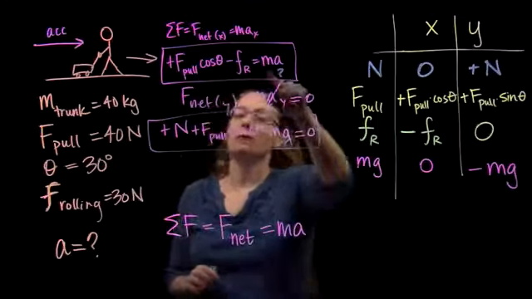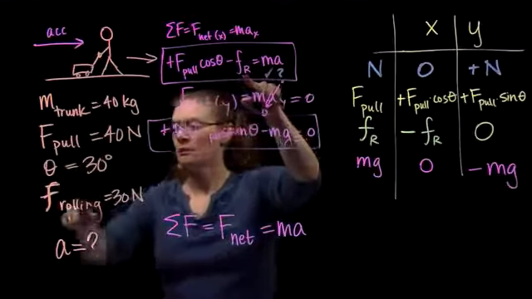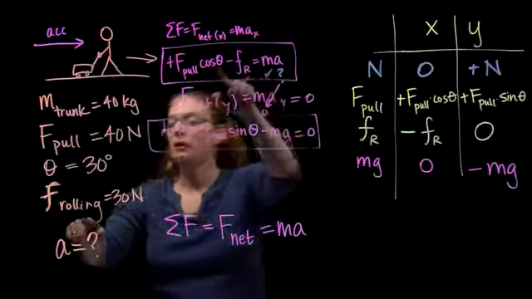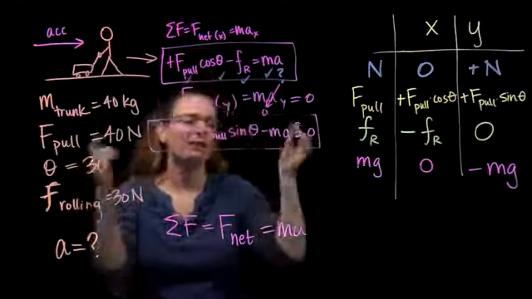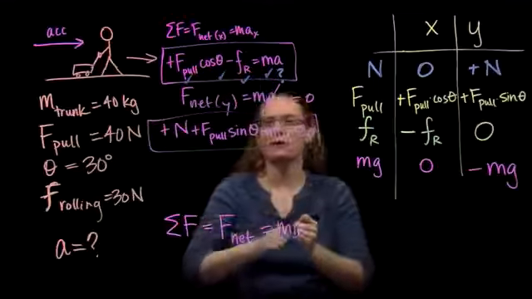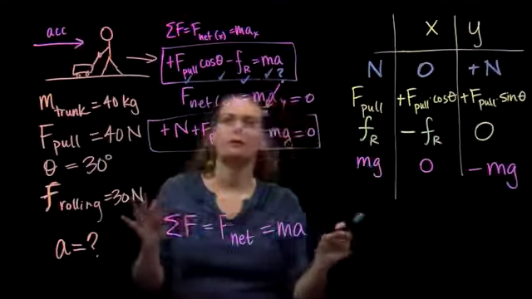Do we know the mass of our object? Yep. Do we know the rolling friction of our object? We do. Do we know the angle? Yeah. Do we know the pulling force? Yeah. We don't even have to do the vertical direction. We can actually solve this problem entirely in the horizontal direction.